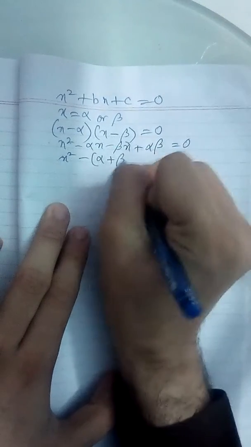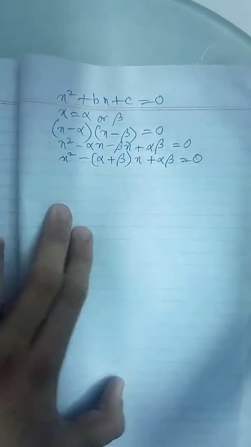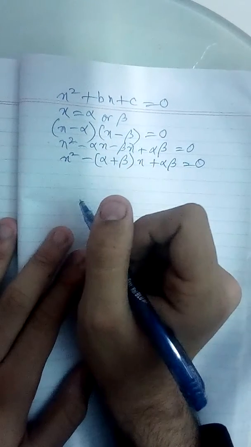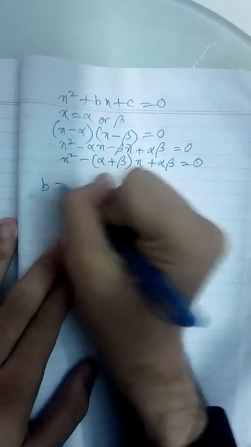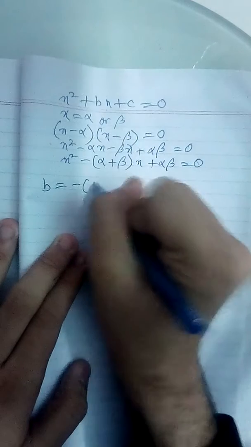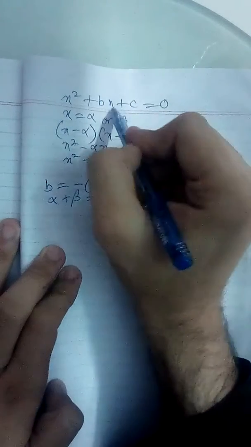So simplifying it, it would become x square minus (alpha plus beta) x plus alpha beta is equal to 0. Now what do we observe in this equation? Comparing the coefficients, we can observe that the coefficient of x, that is b, is equal to negative (alpha plus beta). So therefore alpha plus beta is equal to negative the coefficient of x.